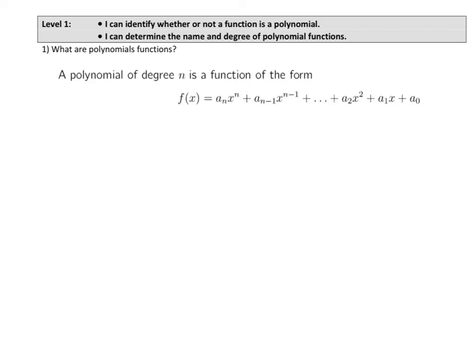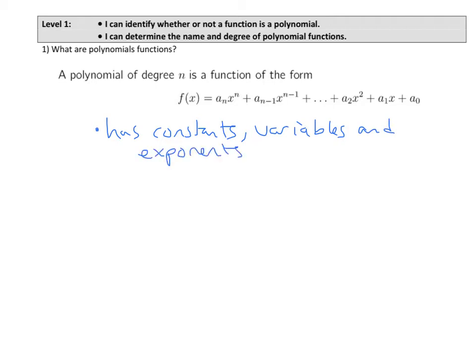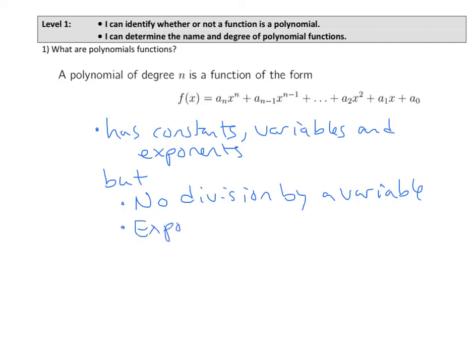So it's a polynomial function in this form, and you don't need to write this down, you can pause it and write it down if you want, but basically a polynomial is a function that has constants, variables, and exponents, but it does not have division by a variable, and the exponents have to be whole numbers. And remember, whole numbers are always positive or 0, so 0, 1, 2, 3, and so on. So no negative exponents and no fraction exponents.